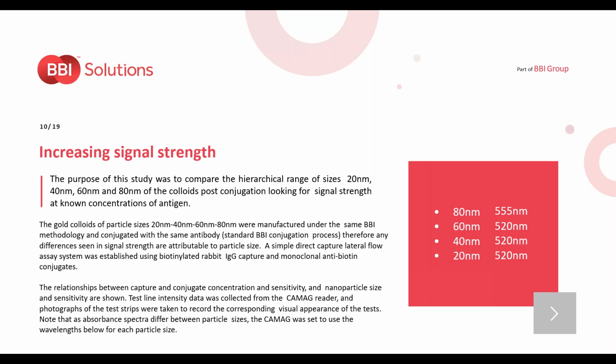Now we ran them all at an optical density concentration of 2. So we're not compensating for the number of particles per mil, but we use that as a standard to compare the particle sizes. One thing you should note, if you look at the table on the right, is that when we had the strips read in the CAMAG, we adjusted the filter to read at 555 nanometers.